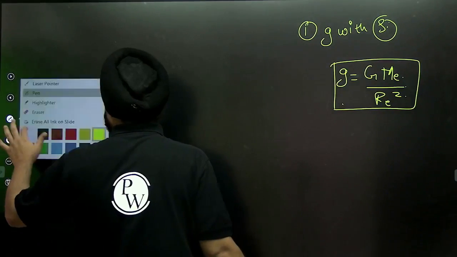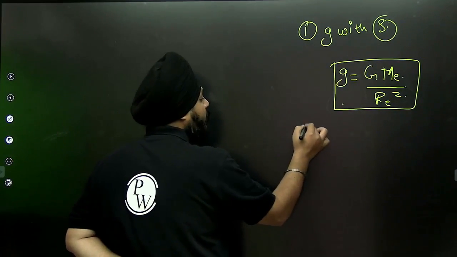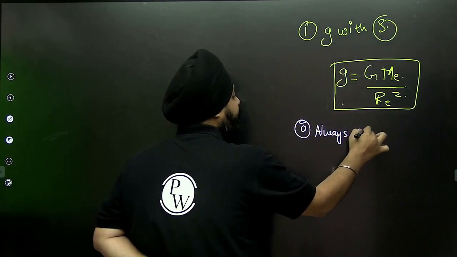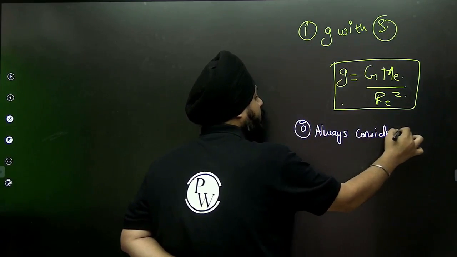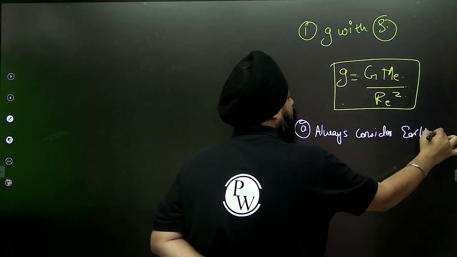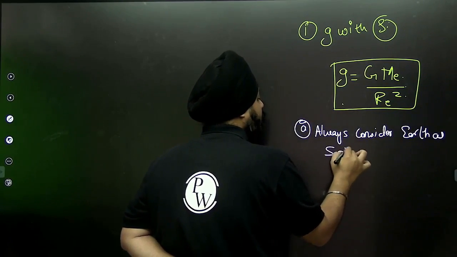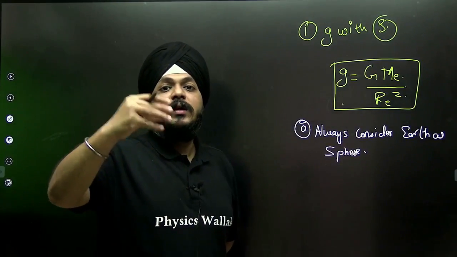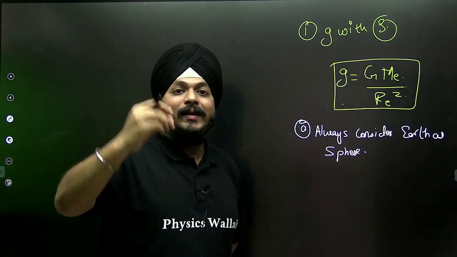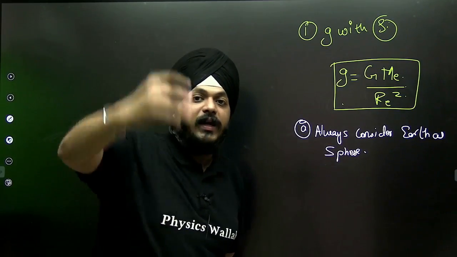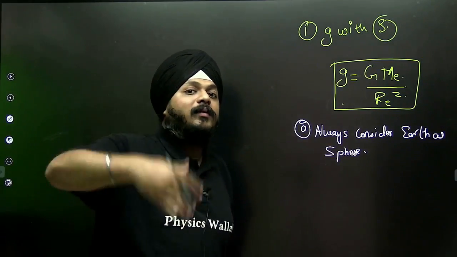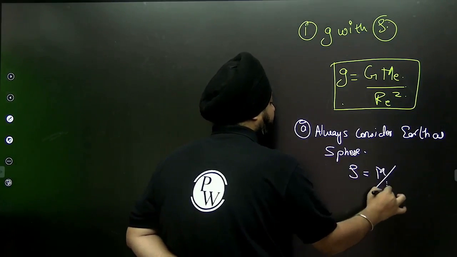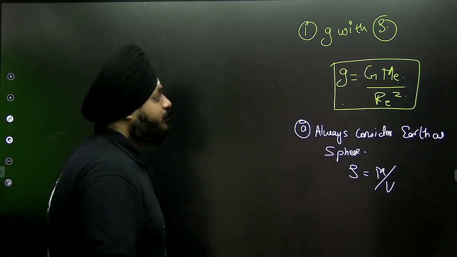We are always considering Earth as a spherical object. It means how much mass is contained in the entire sphere will define its density: mass contained in the entire volume.